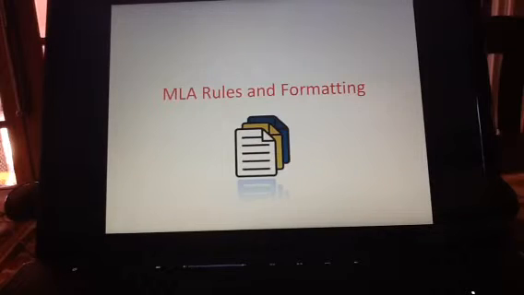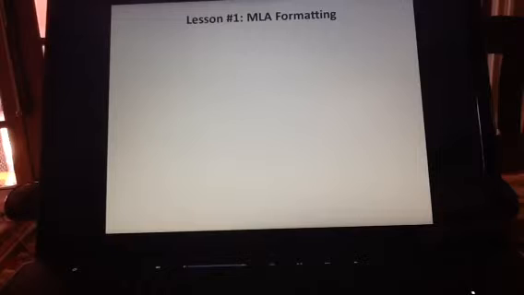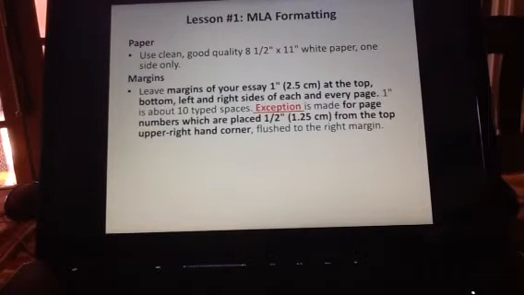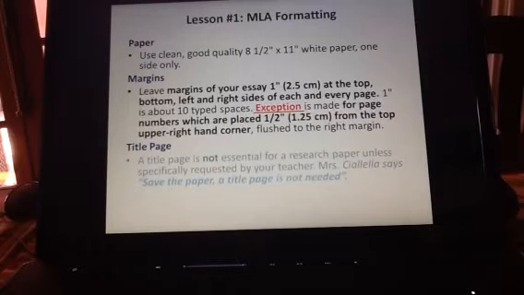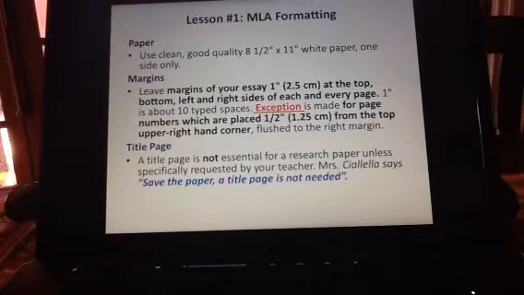Hi guys, I just wanted to go over some of the things that we talked about in class regarding the MLA rules and formatting. We're going to breeze through this first lesson because I don't think that's probably where most of your questions are. Obviously, if you need to look at this a little more closely, this PowerPoint is also on my website. It just goes over the paper margins, how to do the spacing for the page numbers, and I just wanted to reiterate that you won't need a title page.